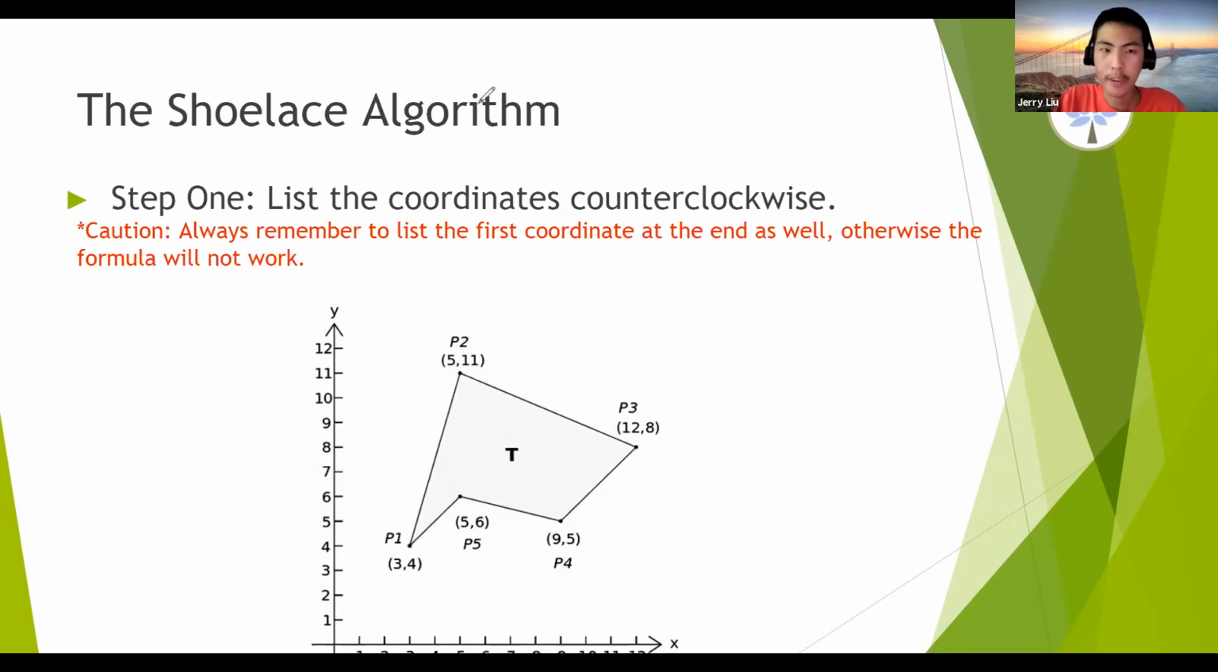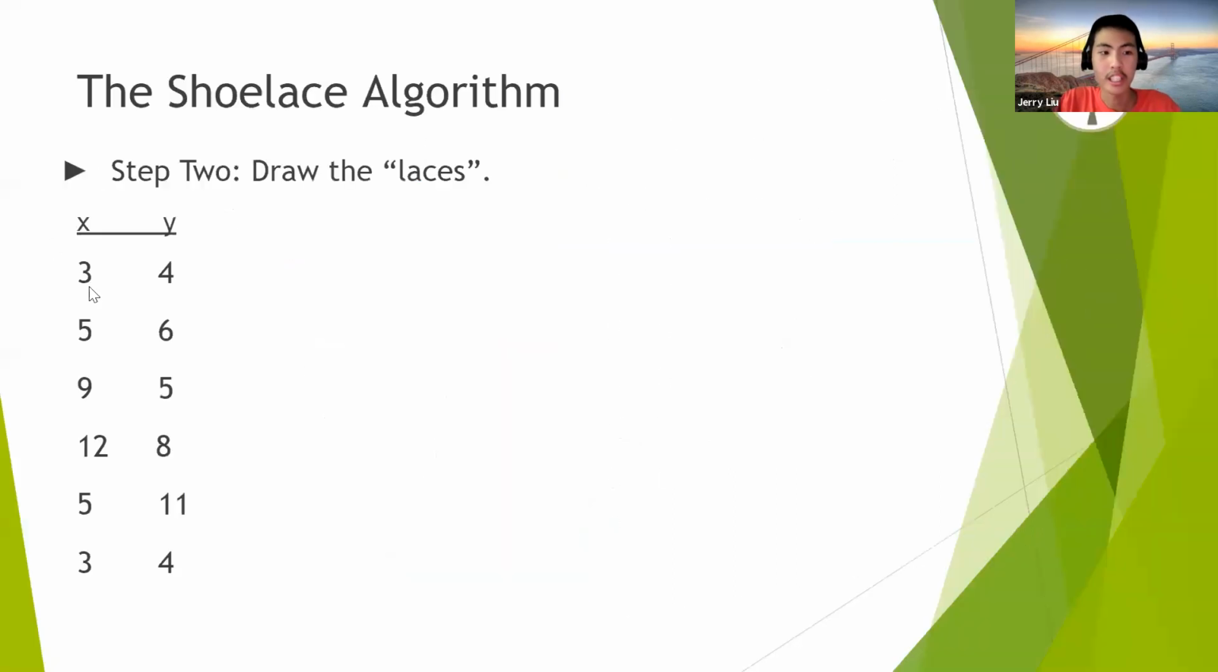So now that we have our way to list the coordinates down, we can draw the laces. Here I have listed the coordinates. Wait, can you say how to know which coordinate to list first? How do you know which coordinate to list first?